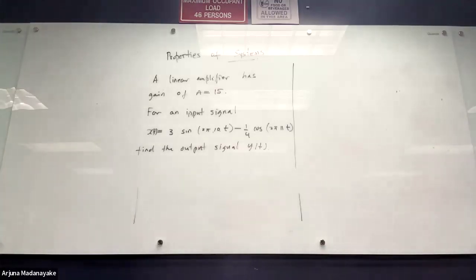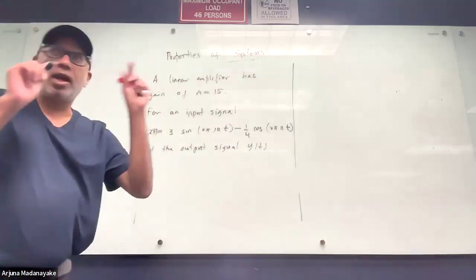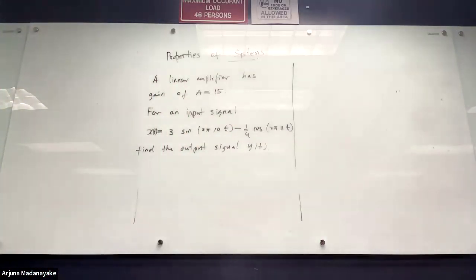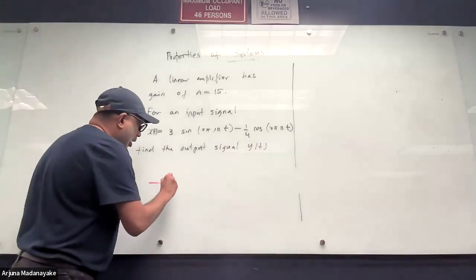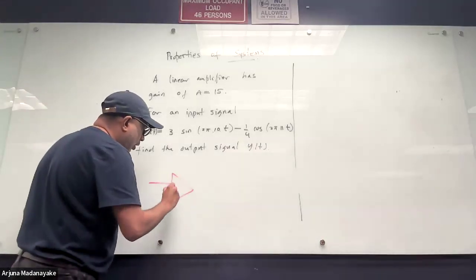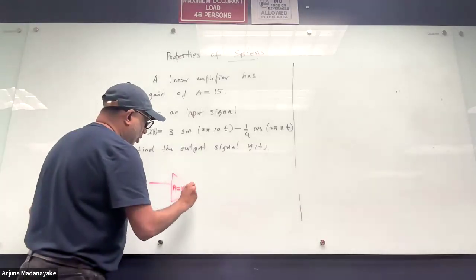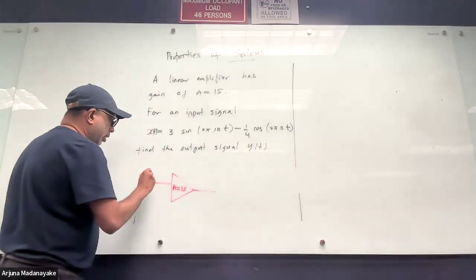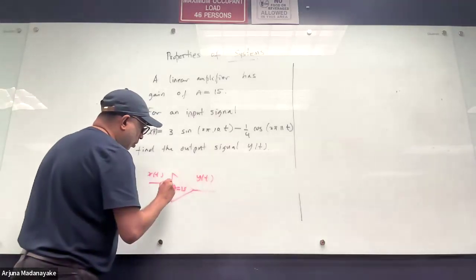So I define the waveform. It's got two components, two sine waves with two different scaling values. Just a function, right? And that function has some shape. You apply this thing into an amplifier and it produces an output. So my amplifier has a gain of A is equal to 15. Input is x of t, output is y of t.